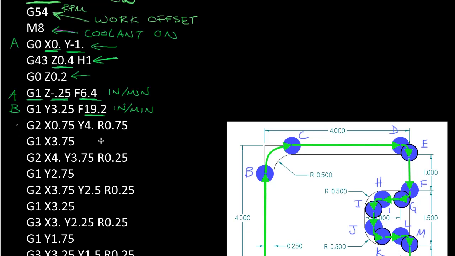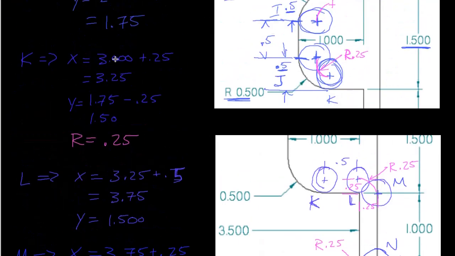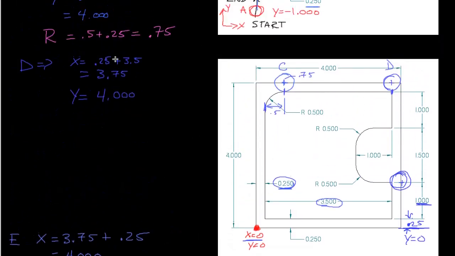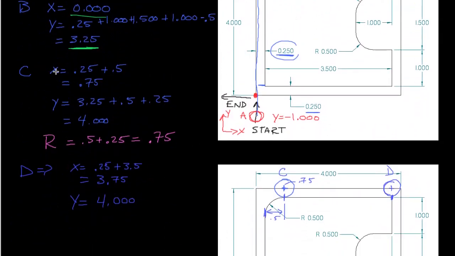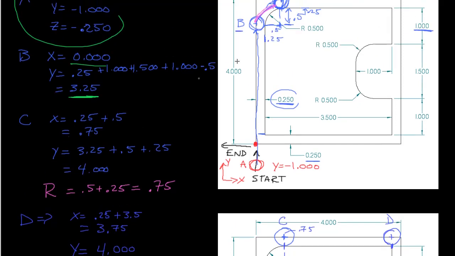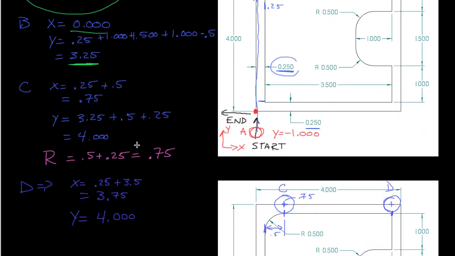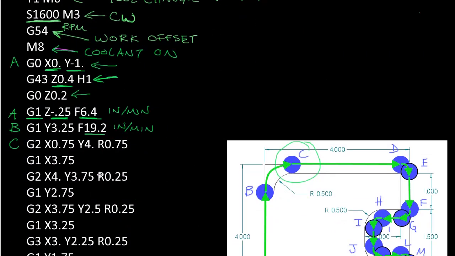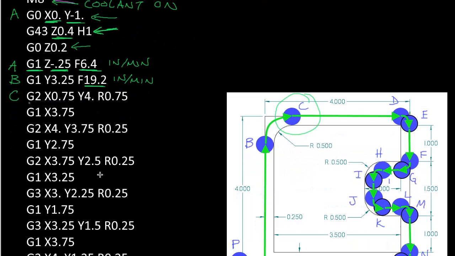All right, and then here it's going to point C, where x is at 0.75 and y is at 4. And it's moving along a radius of 0.75 inches. This is the end position of point C. So let's go up to our math up here and look at point C. And what do you know? We have an x position of 0.75, a y position of 4, and a radius that goes through point B and C of 0.75. And that's exactly what is in the code right here.